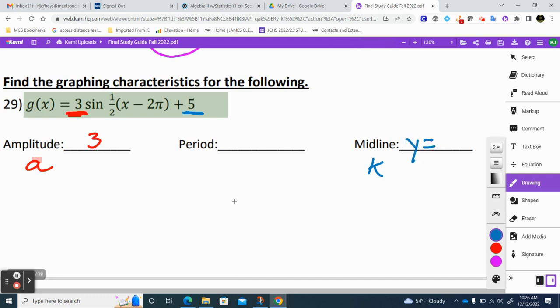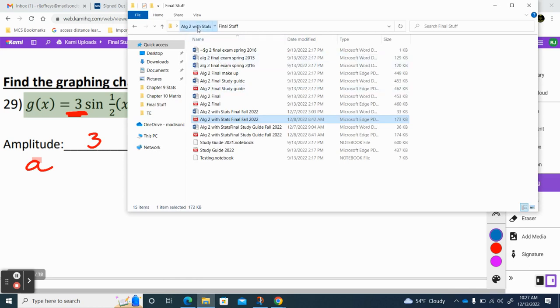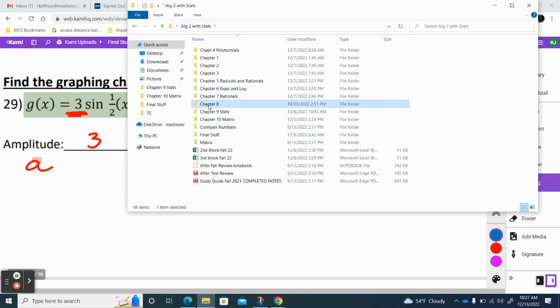Y equals 5. Now, this will actually help me know how many of y'all worked on this yesterday in class. How do you find the period of a sinusoid? What is a sinusoid? Remember, that's the graph. It's not a dinosaur.